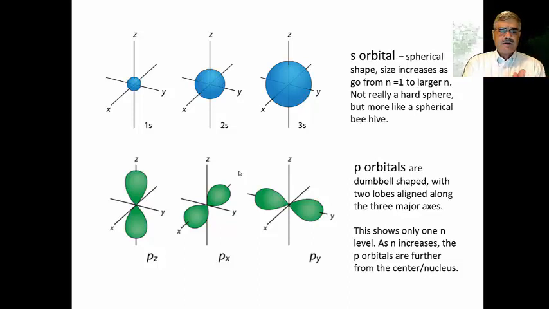If we go from energy level 2, which can have p orbitals, to 3, to 4, to 5, each of these can have p orbitals. The difference is that as we go to a higher n value, the orbitals get further and further from the nucleus, so they get sort of larger figure-8 racetracks.